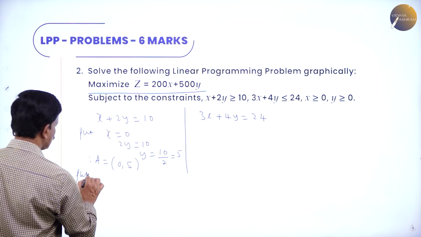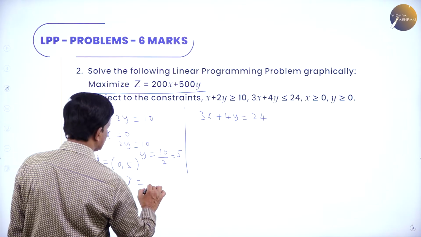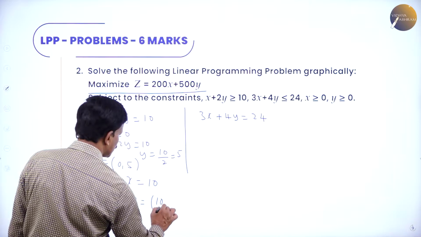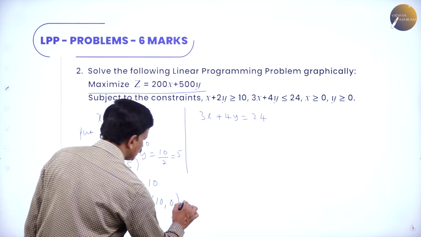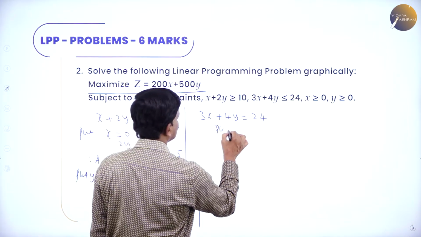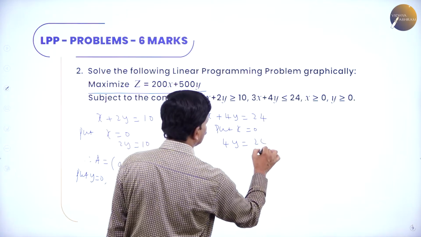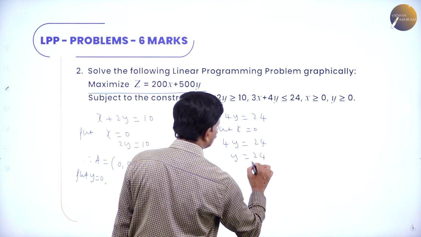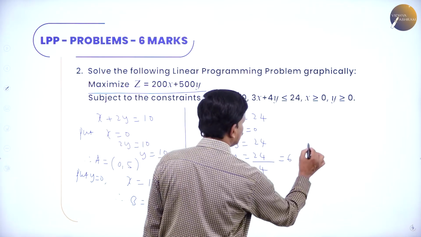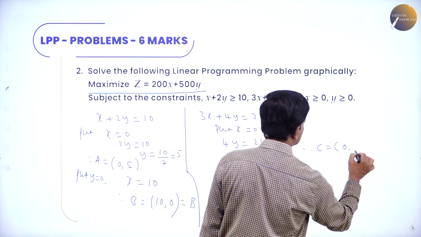Again put y is equal to 0. You will get x is equal to 10. Therefore, the second point B is 10, 0. Similarly, for the second equation, put x is equal to 0. 4y is equal to 24, y is equal to 24 by 4, which is equal to 6. Therefore, the point C is 0, 6.